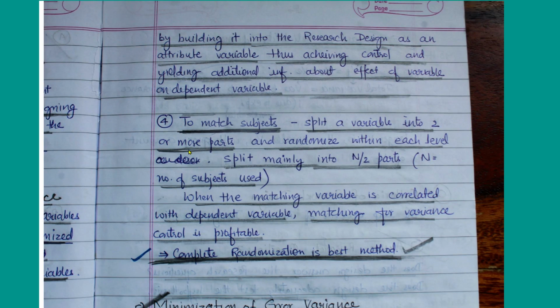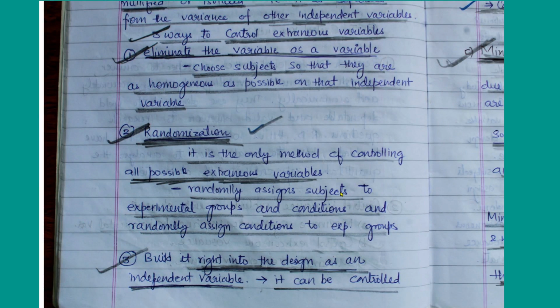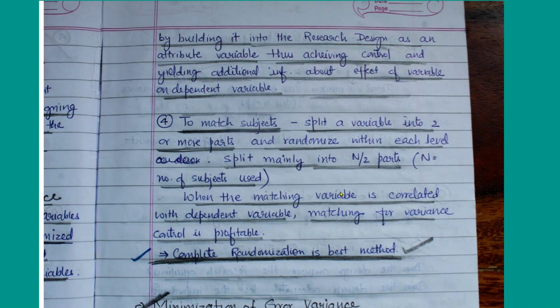The fourth one, also given in that book, is to match subjects. Split a variable into two or more parts and randomize within each level. Split n into n upon 2 parts. So in this part, complete randomization is the best method. It is done to match the subjects. We will cover this part when we study reliability, because in that also we will study the split-half method and the retest method. So I will explain that part there. For the time being, if this question comes, then you always remember these three important lines: eliminate the variable as a variable, randomization, and that too complete randomization, and build the right design for your independent variable.